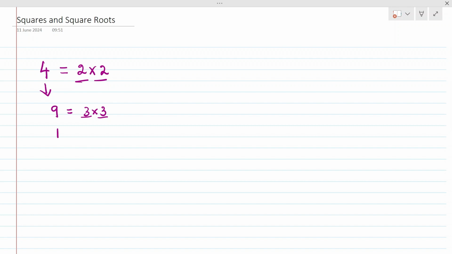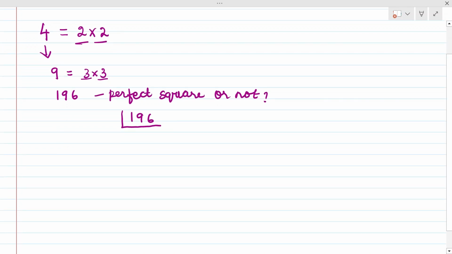So, for example, I have a number 196. Whether this is a perfect square or not, how to find out this? There are many methods and the first method is called the prime factorization method. For that we will do this division. So 196 should be divided with only prime numbers. Because 196 is an even number, I will put the first number as 2.